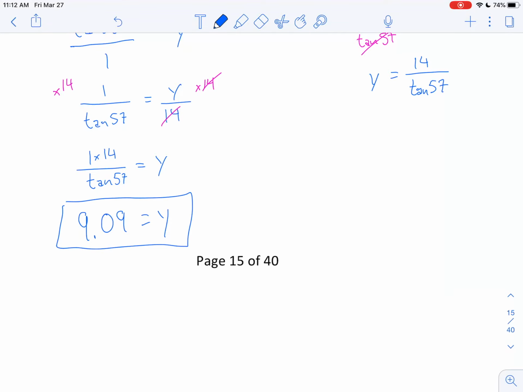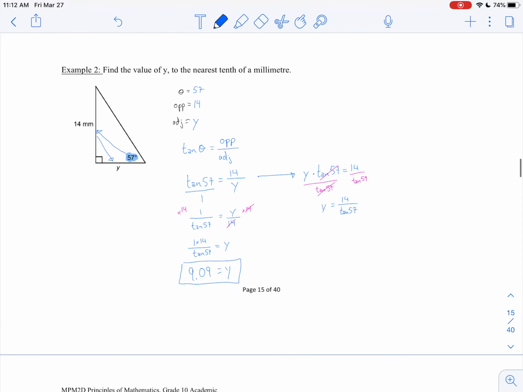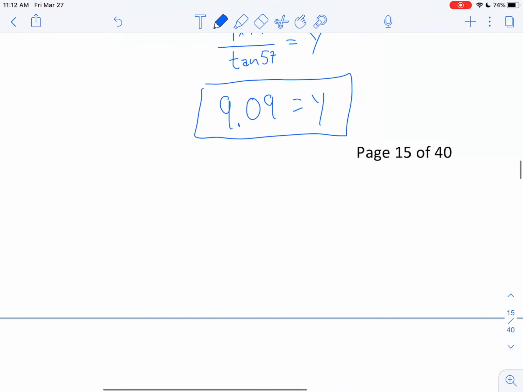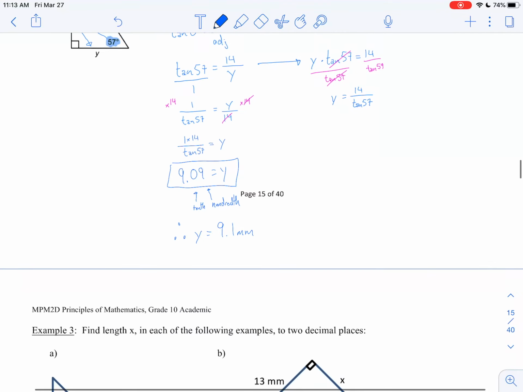I think that was millimeters in this case, was it? Millimeters in this case. Oh, sorry, the question does say, now that I read this more carefully, 1/10 of a millimeter. So we actually have to round this, our final answer should be, therefore, y is equal to 9.1 millimeters, because we are rounding to the 10th column, not the 100th column. Spelled correctly, I hope.